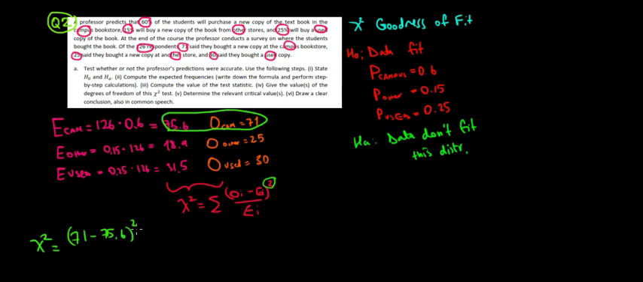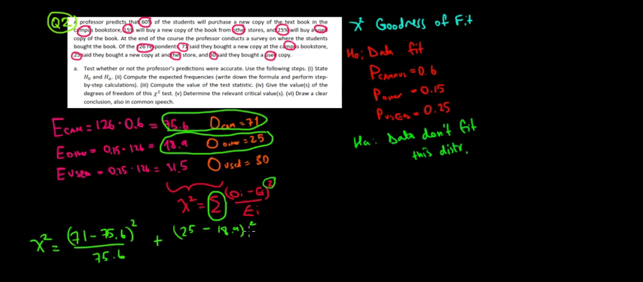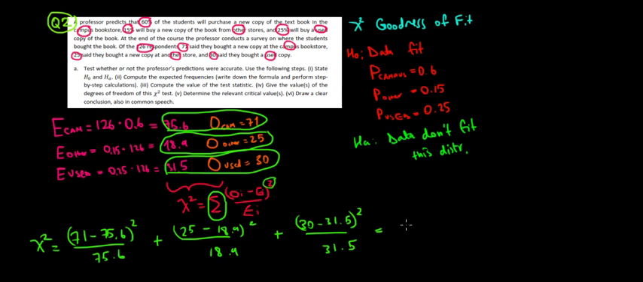71 minus 75.6 to the power 2 divided by the expected value of 75.6, plus, we add all these differences because it's a sum. Now we take the second set, the difference between the observed 25 minus 18.9 to the power 2 divided by 18.9, plus, and the last set, 30 minus 31.5 to the power 2 divided by the expected value of 31.5, and that's equal to a chi-square value of 2.32.